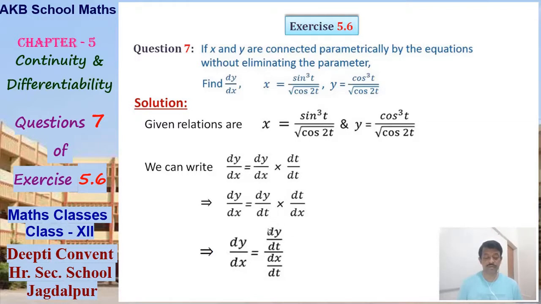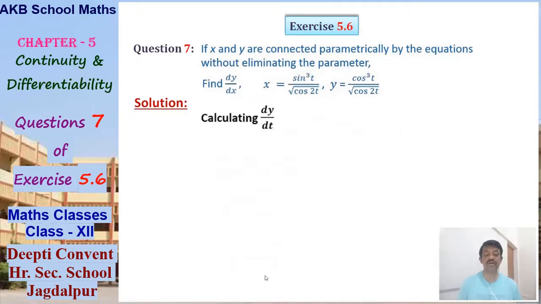Okay, now one by one we have to find dy by dt and dx by dt. Here x is in terms of t and y is also in terms of t. So we can differentiate x and y with respect to t. So calculating dy by dt.